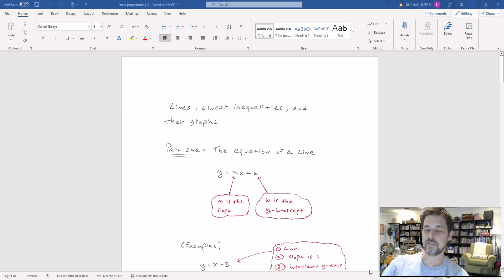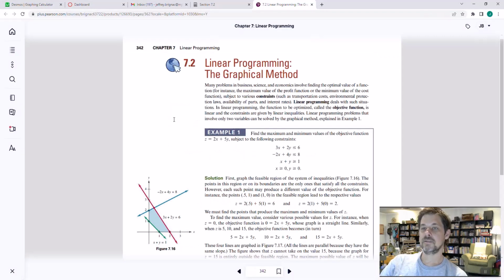Well, greetings everybody. At this time I want to talk about lines, linear inequalities, and their graphs. I will probably focus most of my discussion on the graphs, and the reason for that is because I'm doing this with a larger purpose in mind. The larger purpose is to learn something called linear programming.